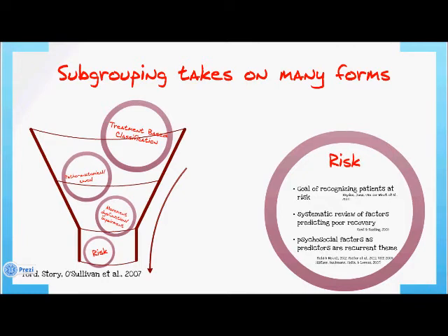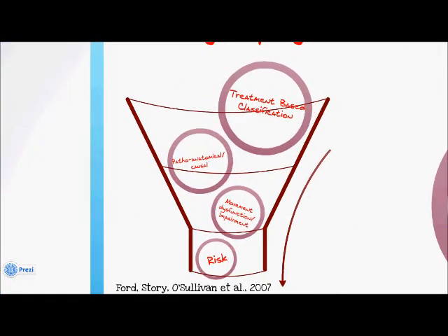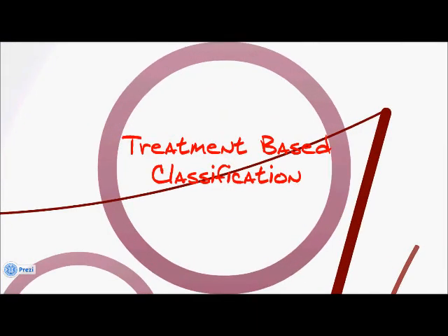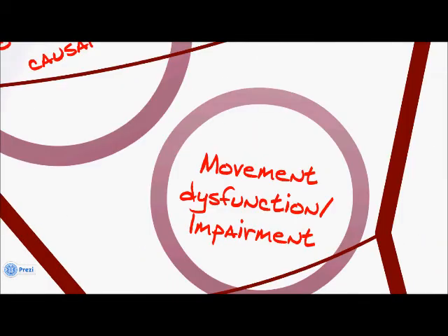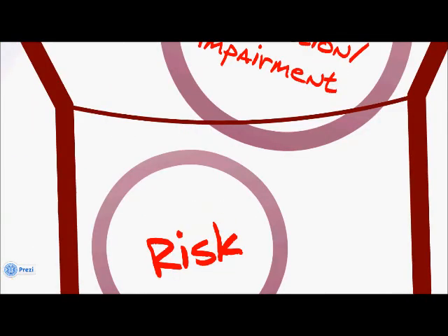Subgrouping takes on many forms. In order to better manage non-specific low back pain, subgrouping offers a range of approaches including treatment-based classification, pathoanatomical or causal mechanisms, movement dysfunction or impairment, and risk. The idea of risk has become more prominent recently, and this will now be explored in more detail.